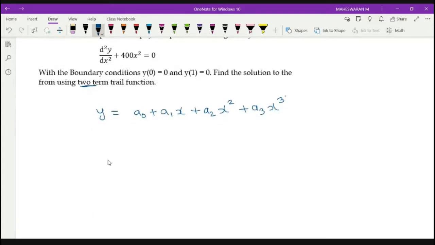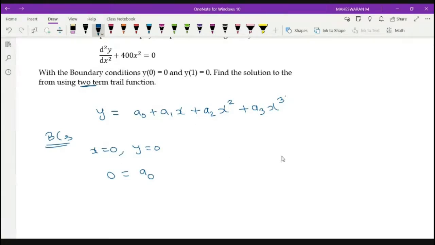Still, I am not sure whether this will satisfy, right? The reason is I have not applied any boundary conditions. Let me apply my boundary conditions. What is my boundary condition? When x is equal to 0, y should be 0. When I substitute it, what will I get? 0 is equal to a naught. I'll get a naught is equal to 0, right? So other terms are all 0.